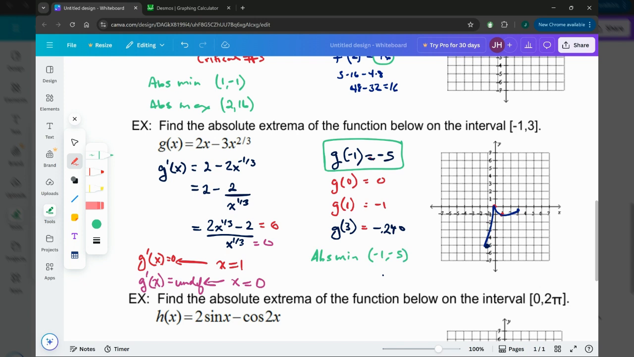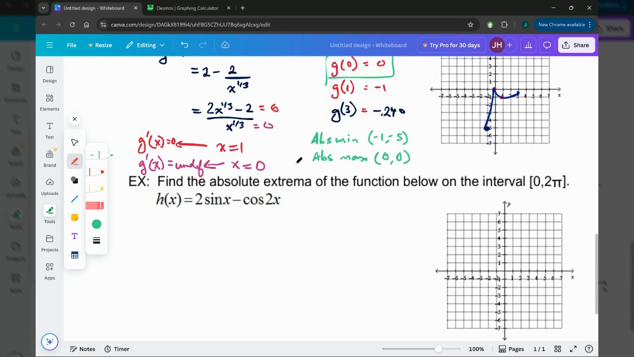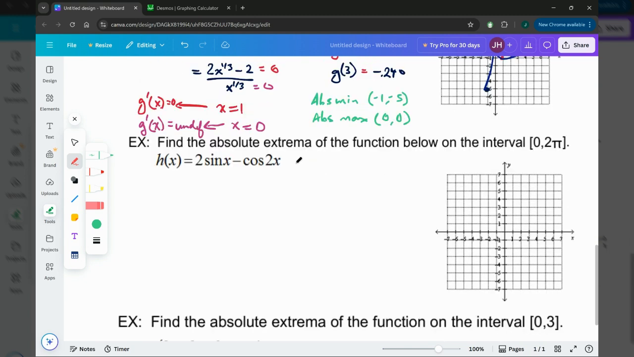The absolute maximum is the biggest value you see. That's 0, 0. So the absolute maximum value is 0, and it's found at x equals 0. This is how we do our absolute maximums and minimums. Now the next one with trig, this one's really going to create some fun for us.